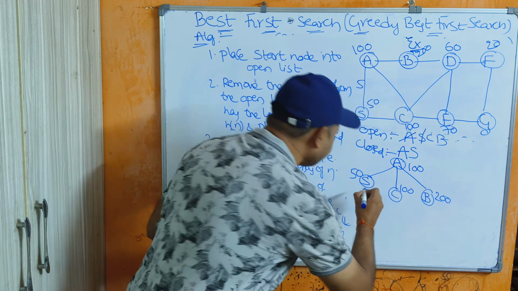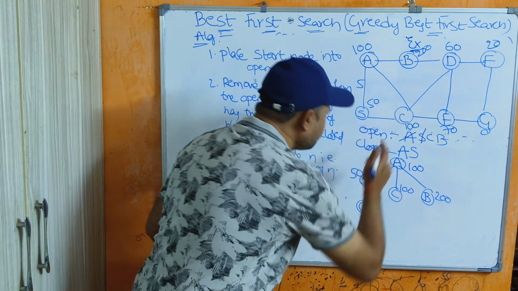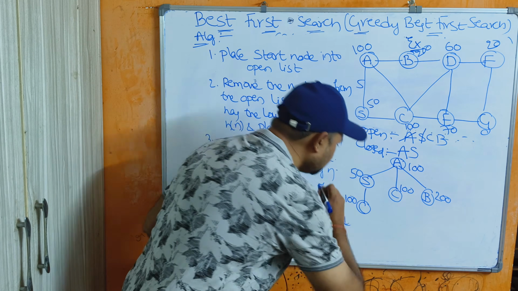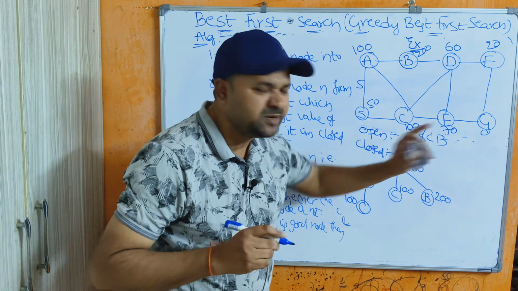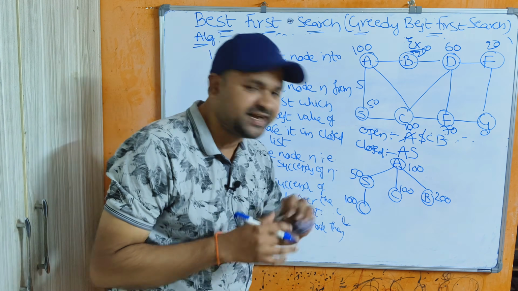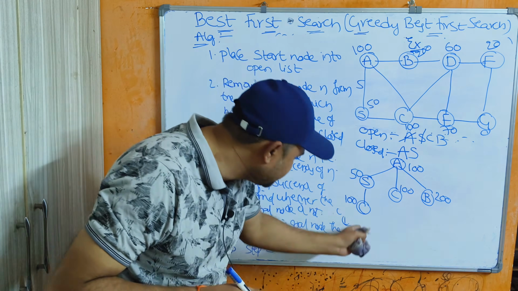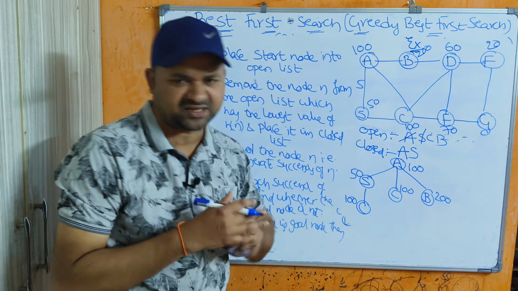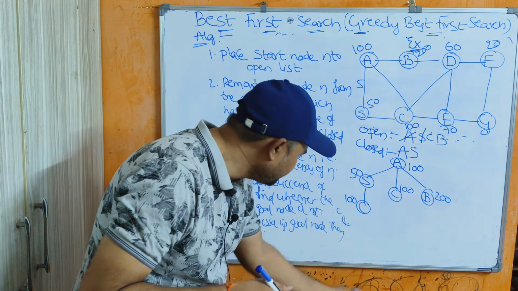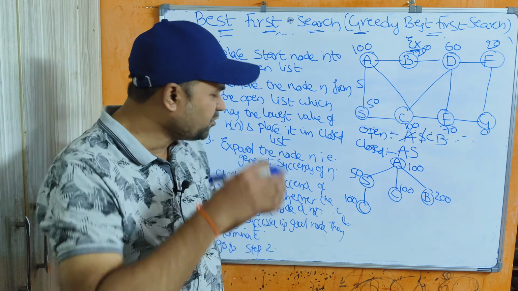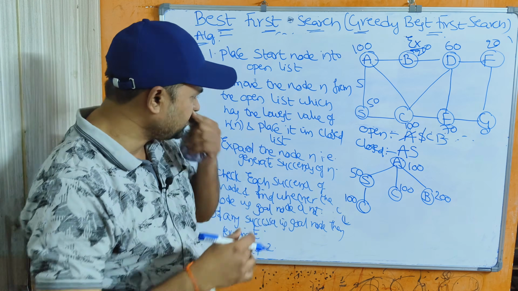So now let us take C. What is the heuristic value of C? 100. So now we have C, B. Here the cost of C is 100. Here we have two paths. We can choose this path or we can choose this path. It is our choice, trial and error method. Here I am exploring this path. If a node is available at different locations, then we can select one path. It is our choice.